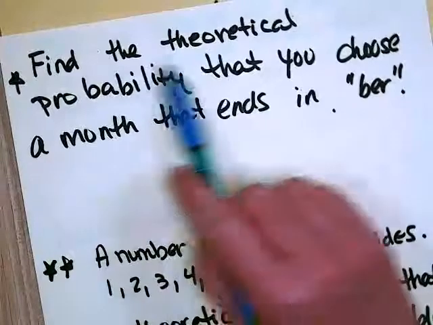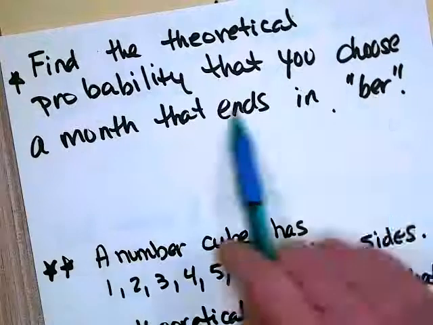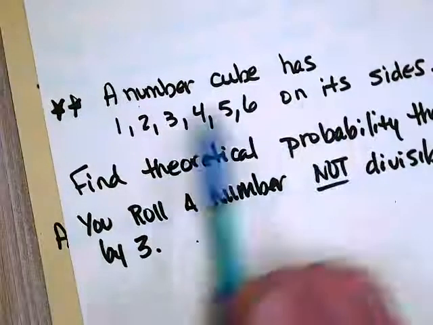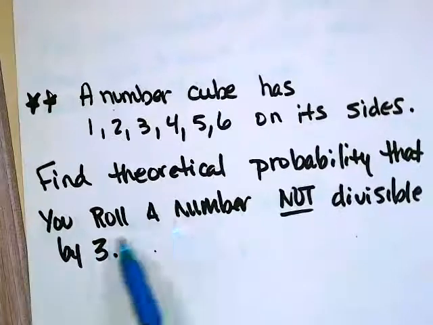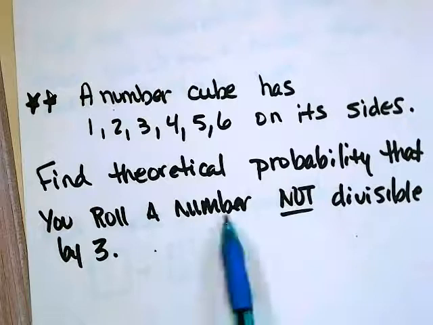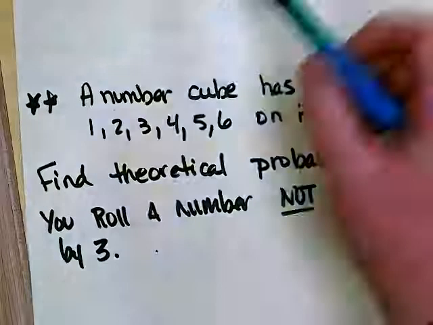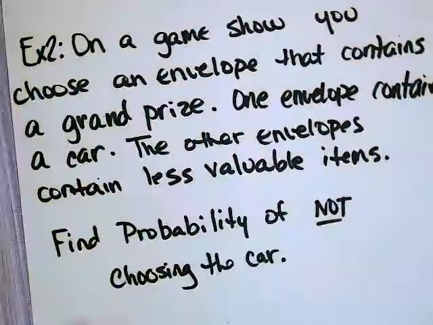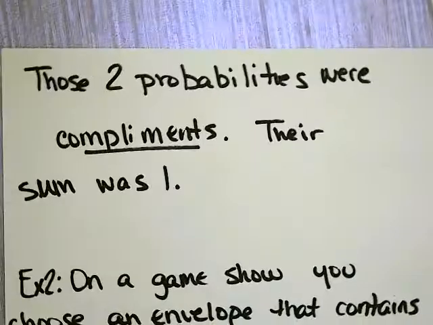Okay, I want you to go to your handout and answer this question. It says find the theoretical probability that you choose a month that ends in "ber." And then a number cube has these numbers on it. Find the theoretical probability that you roll a number not divisible by 3. Answer those questions for me on your homework.